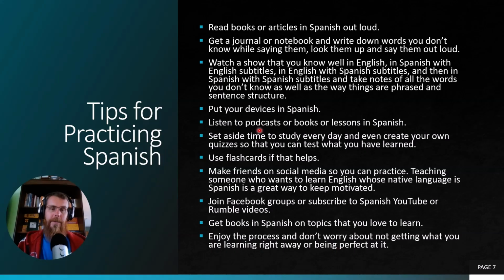So hopefully these tips have helped you, and hopefully you can use them to immerse yourself and to enjoy the process of learning a language. And you got to believe that you can learn it. You have to believe it, because if you don't believe it, you won't do it. If you believe you can, or you believe you can't, you're right.